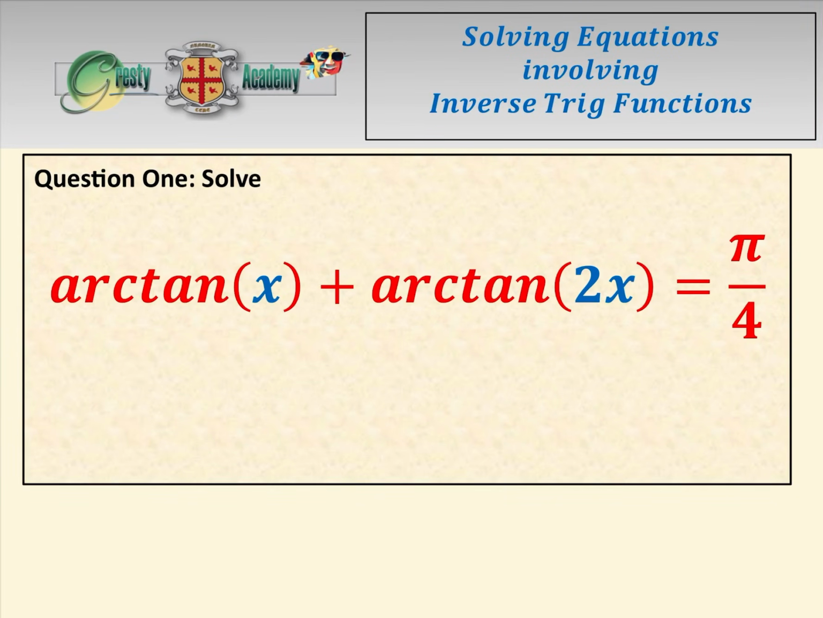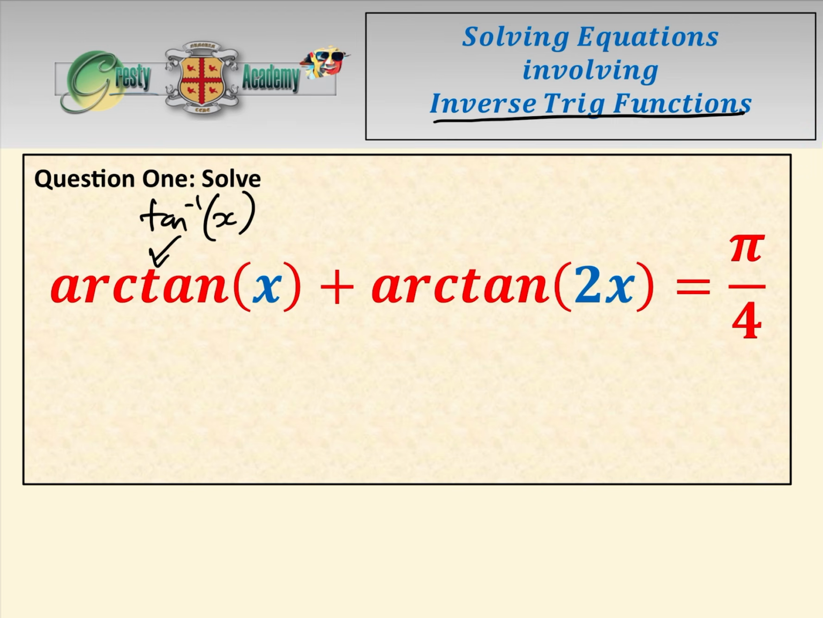Today we're going to be looking at solving equations involving inverse trig functions, specifically the function arctan, or as some people like to write it, tan to the minus 1. What we're going to do is two questions. The first question we're going to do the standard way, and the second one, which is the one on the thumbnail, we have to do another way because of a reason which will become evident as we go along.